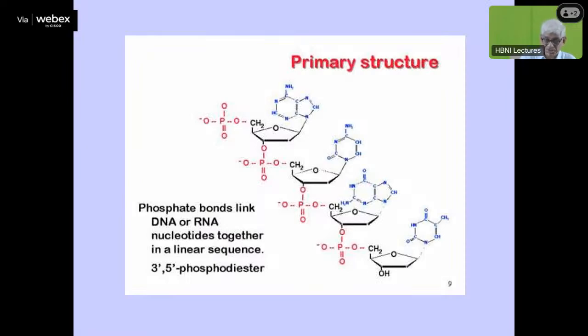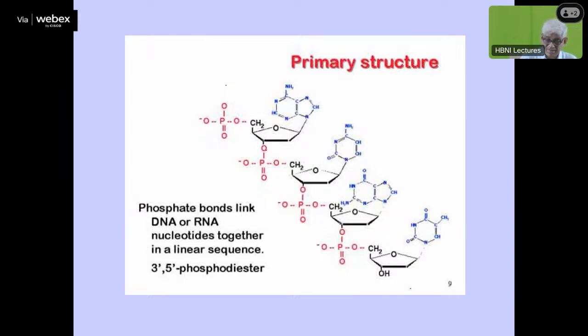Okay, so the primary structure, I have already mentioned to you how the chain grows. So this is the 5' end, this is the 3' end. Okay, phosphate bonds link DNA or RNA nucleotides together in a linear sequence. The 3'-5' phosphodiester bond. So this is the 5' here, and this is the 3' here. So 3' to 5'. So this goes in this manner, continuous like this, right? This is the 5' end, and this is the 3' end.